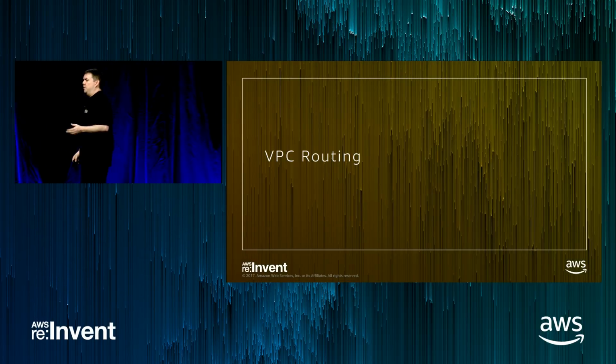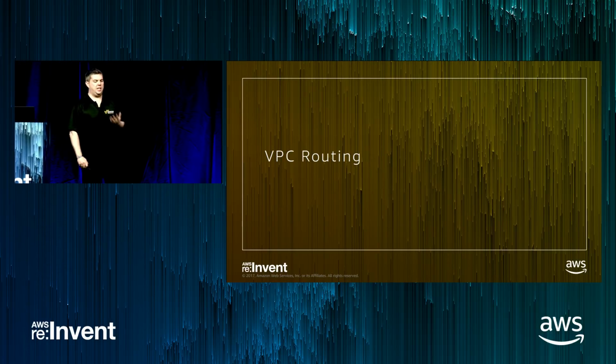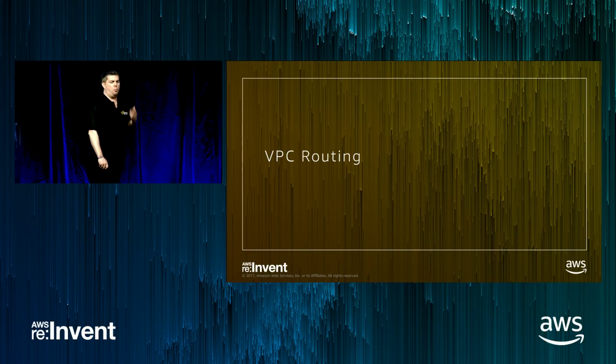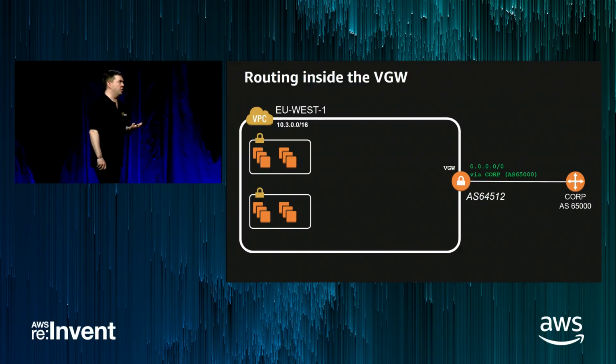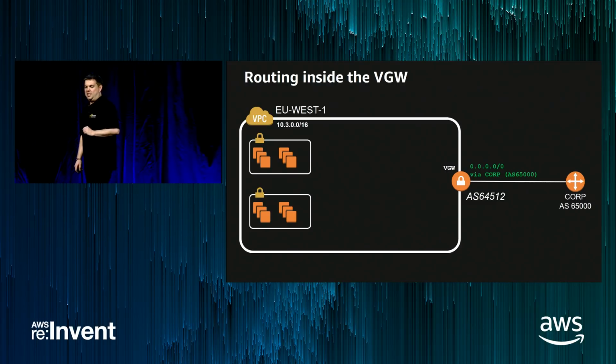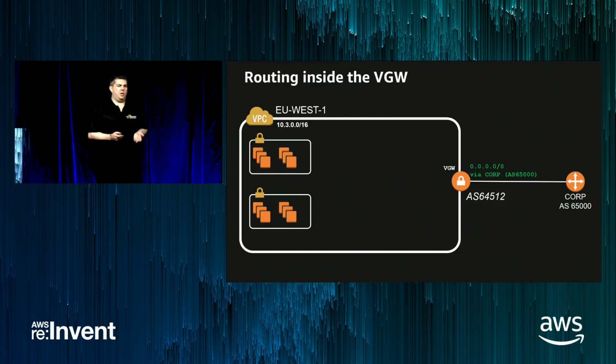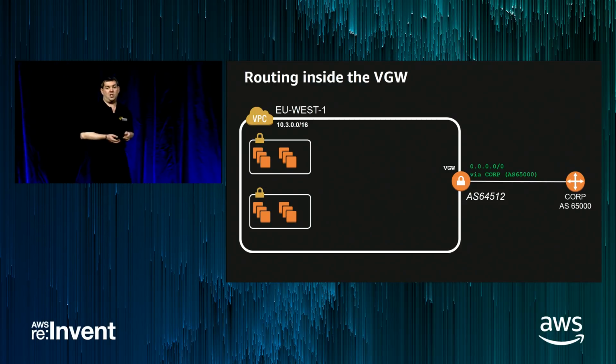So let's switch back over to the AWS side of things. Let's look at the VPC, and how does routing actually work inside your VPC? Or more accurately, how does it work inside the virtual private gateway? So here we have a VPC. It is 10.3. It is in the EU West 1 region. And we have a virtual private gateway attached back to a corporate network with a BGP session. What we're actually doing here over the corporate network is we're announcing a default route.